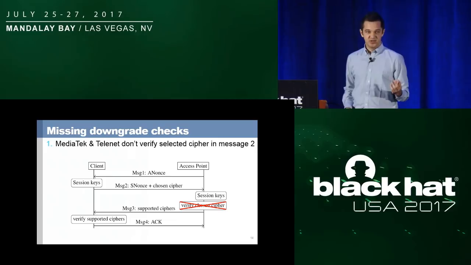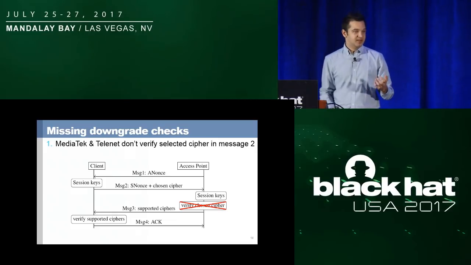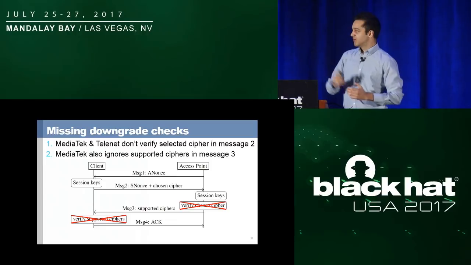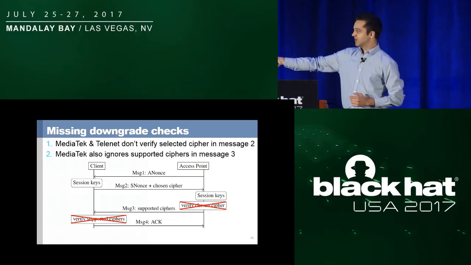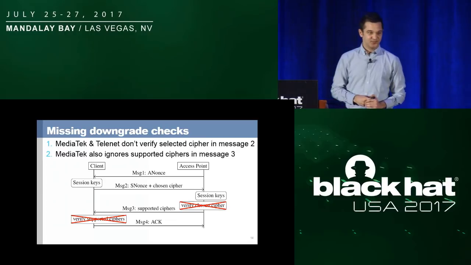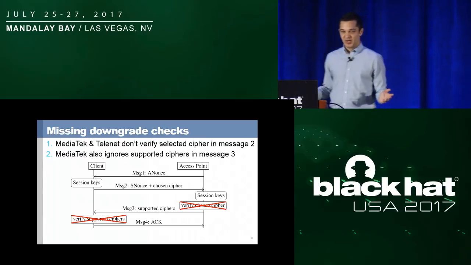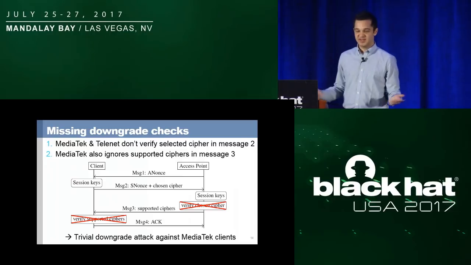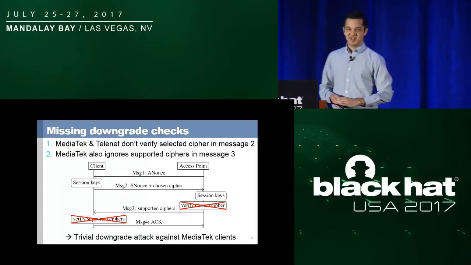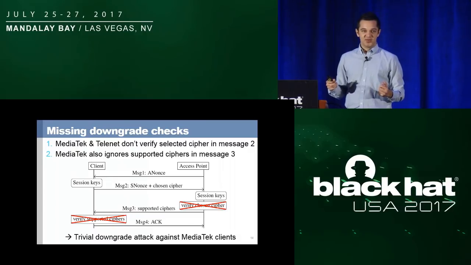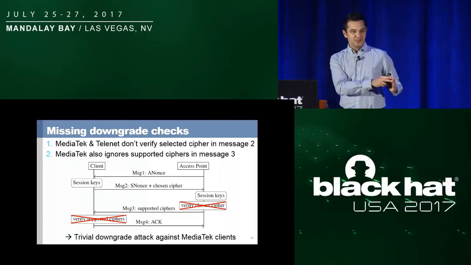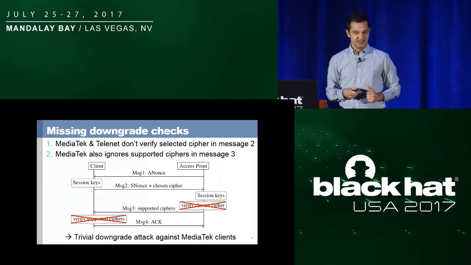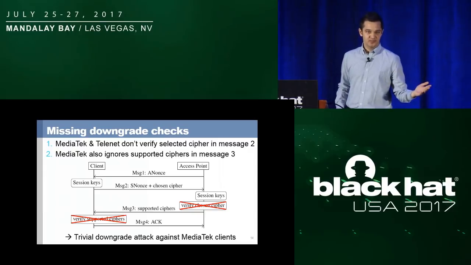However, inspired by this result, I noticed that MediaTek also has a client-side implementation of the Wi-Fi handshake. And then I manually inspected the source code and found that MediaTek was also missing the client-side downgrade check. So it was missing both checks. And in this case, you can trivially downgrade a MediaTek client. So the way this works is an attacker would put up a rogue access point and it would clone the real network and it would only advertise support for WPA-TKIP, which means the client is forced to select the cipher because it's the only option.